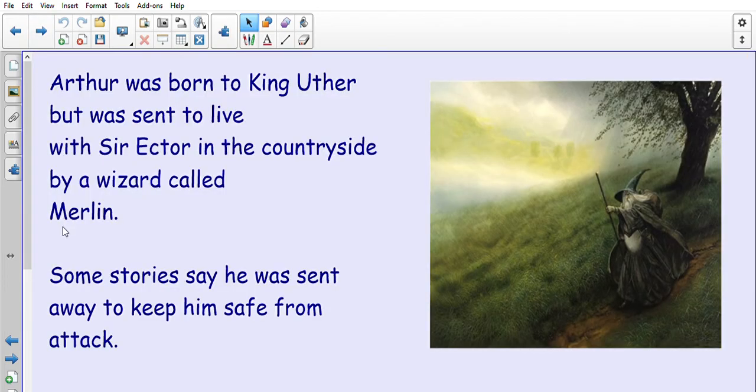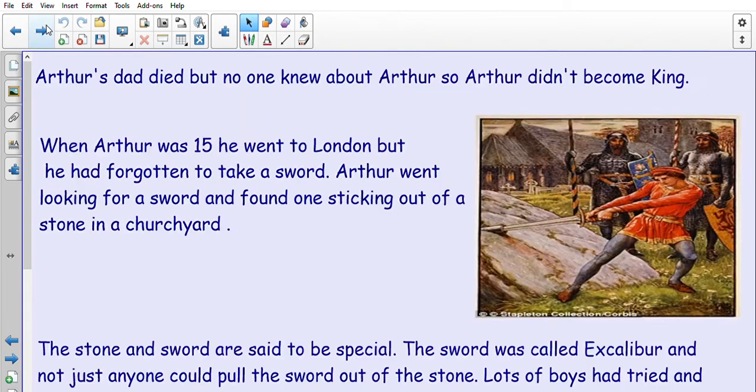Arthur was born to King Uther, but he was sent to live with Sir Ector in the countryside by a wizard called Merlin. Some stories say he was sent away to keep him safe from attack. So this is Merlin, and Merlin took Arthur when he was a baby to a safe place to live with somebody who wasn't his parents.